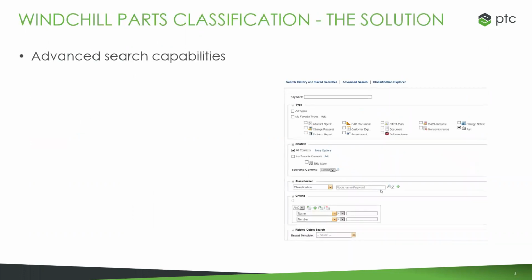Windchill parts classification is PTC's solution to these challenges. With this, you're getting advanced searching capabilities within the Classification Explorer, and we'll take a look at this in the demonstration. What this really does is allow you to search for objects in Windchill simply based on whatever that component is, almost like a McMaster-Carr style catalog in a sense.